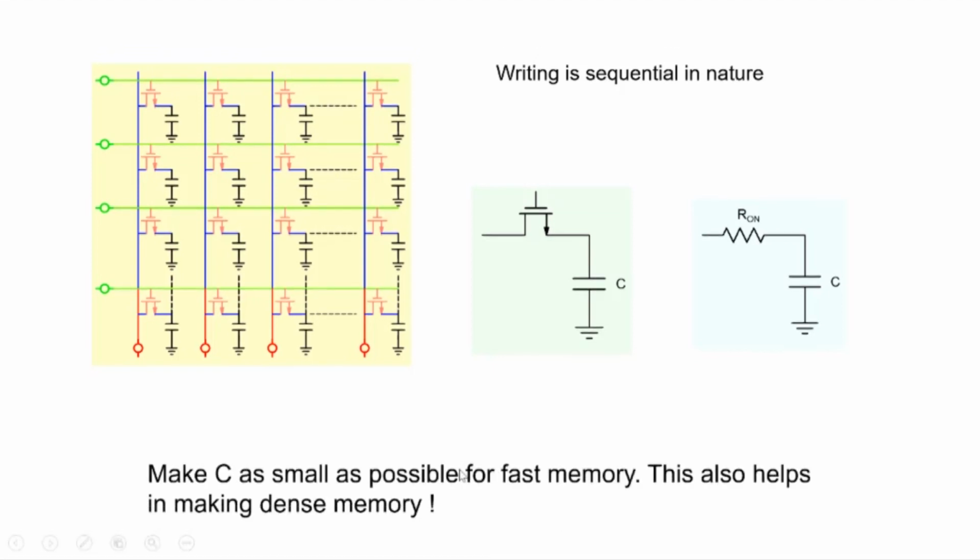Obviously, if you make capacitors small, since the capacitor is the basic unit of memory, you can pack more bits into a particular area. Also, charging and discharging a capacitor, for writing a particular bit into it, takes a certain time because the transistors also have resistance. If you make the capacitor small, the charging will take place faster, the discharge will take place faster, and the memory will become faster.